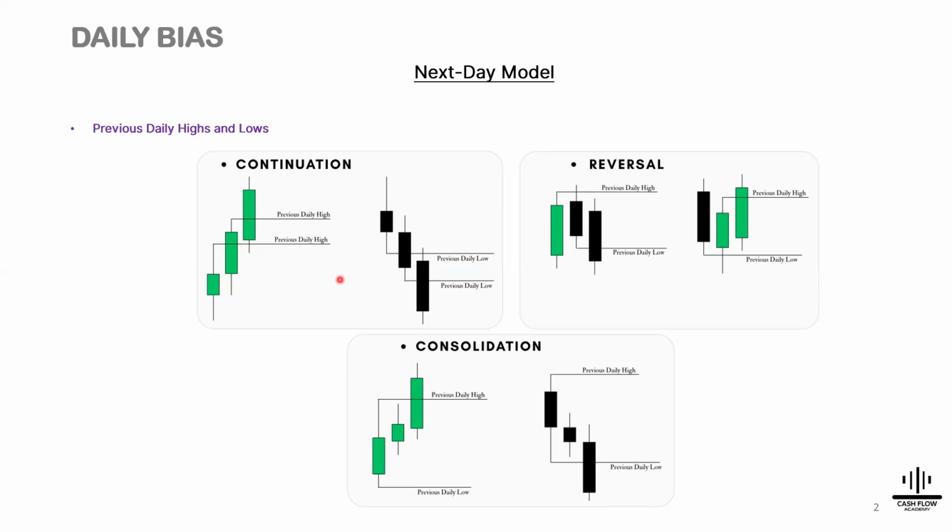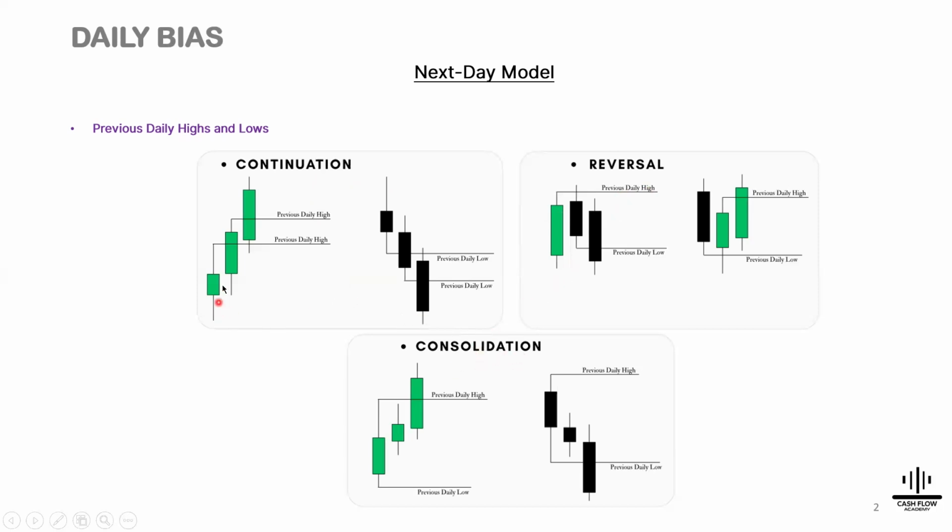Now, in order to tell which of this liquidity price is most likely to run for, that is, will price run for the previous daily high or run for the previous daily low? In order to do that, we have to understand these three concepts. The first is the continuation pattern, second is reversal pattern, and then the third is consolidation pattern.